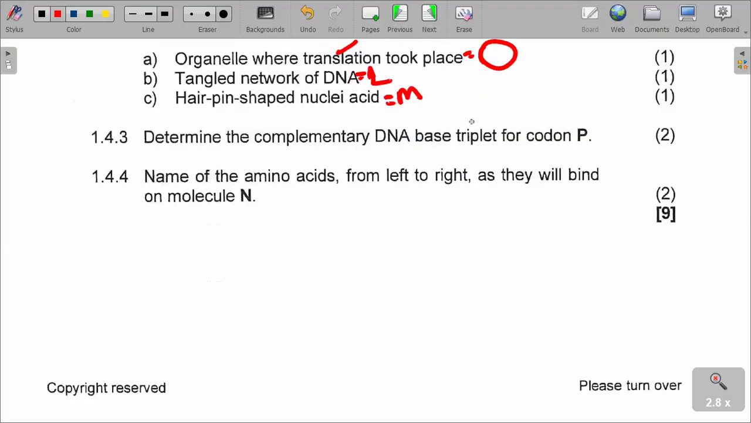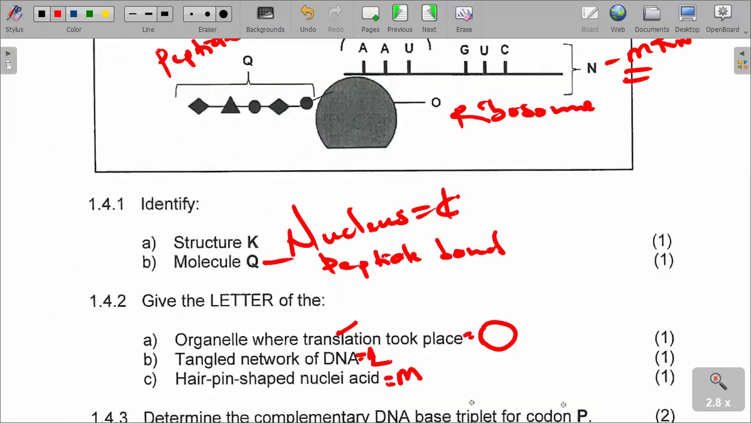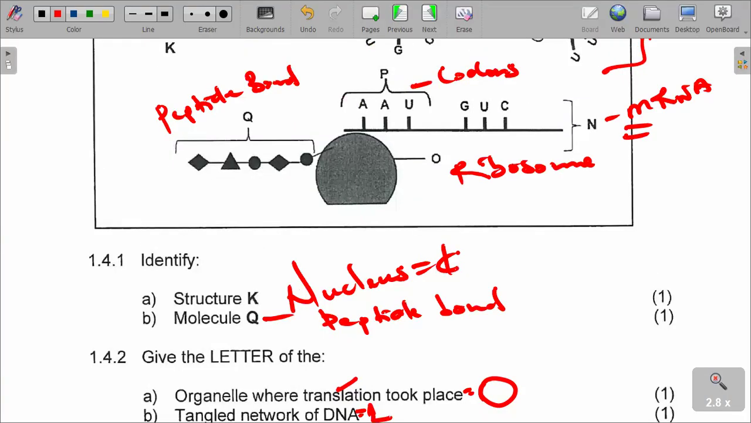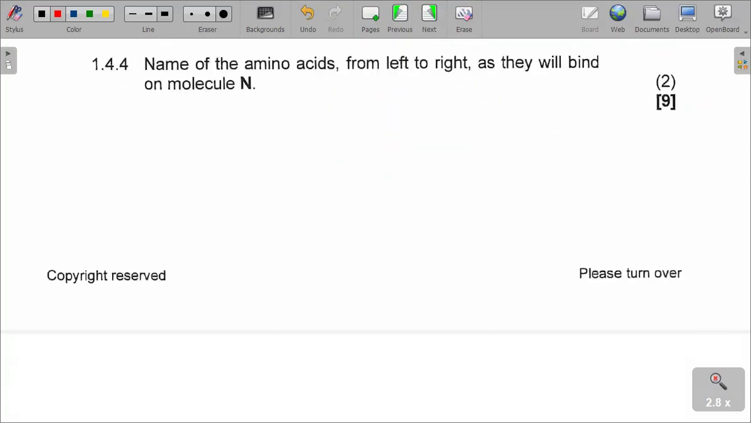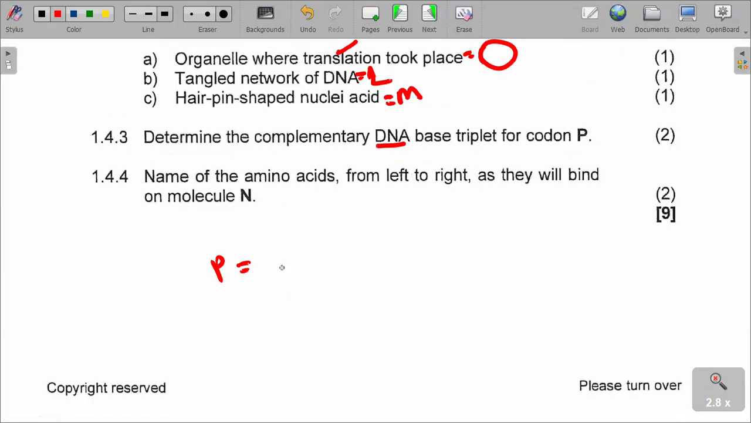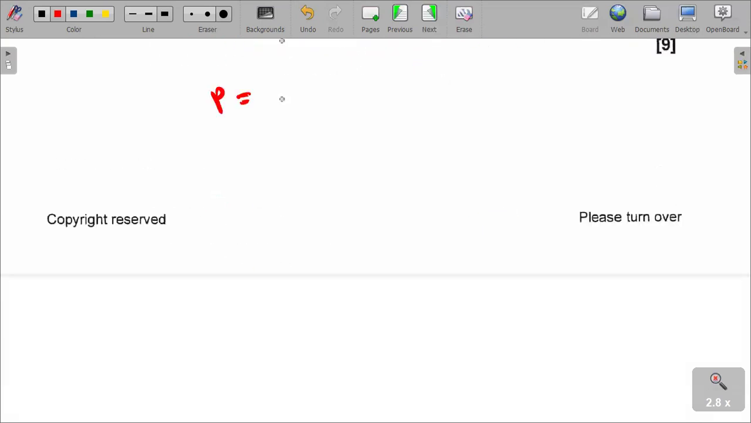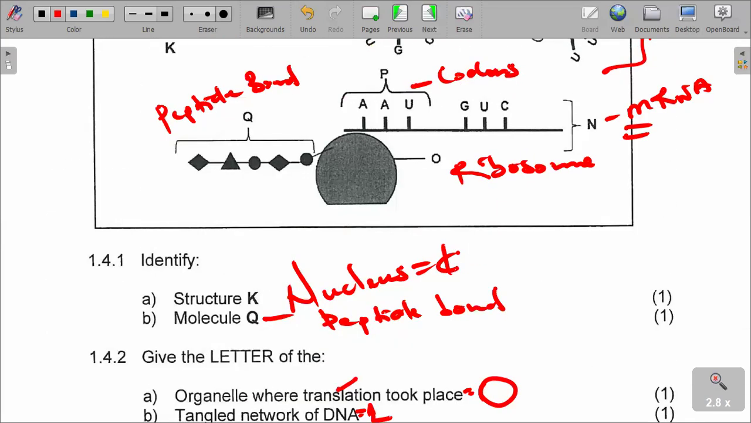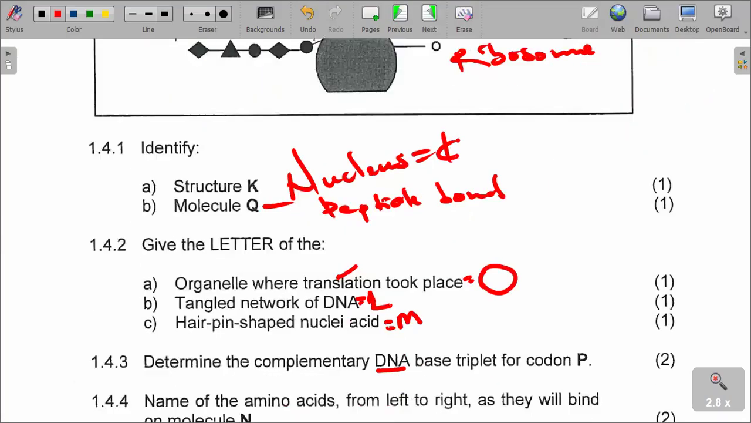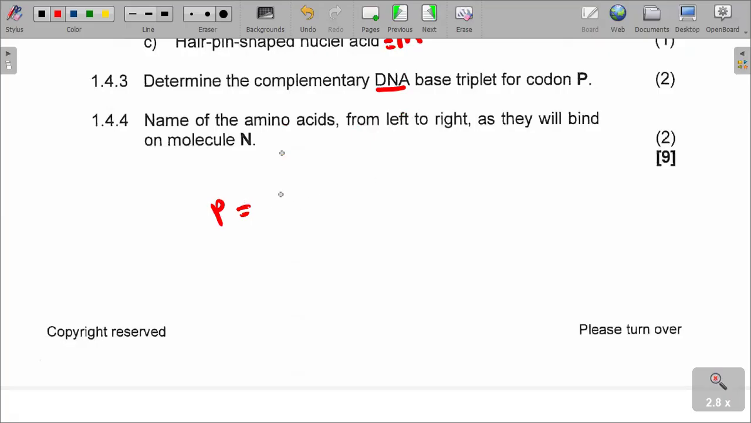And then determine the complementary DNA-based triplet for codon P. Remember that we are looking at the DNA-based triplet for codon P. We are given that P is equal to AAU, which we see there on the diagram. P is equal to AAU. This is mRNA.